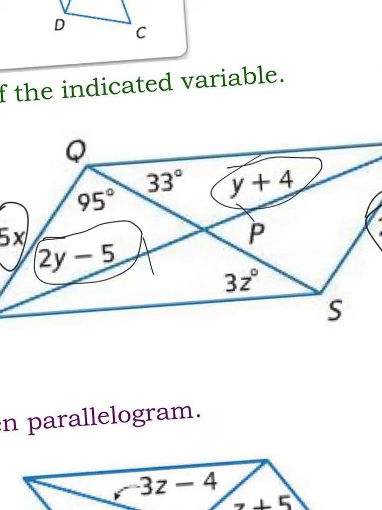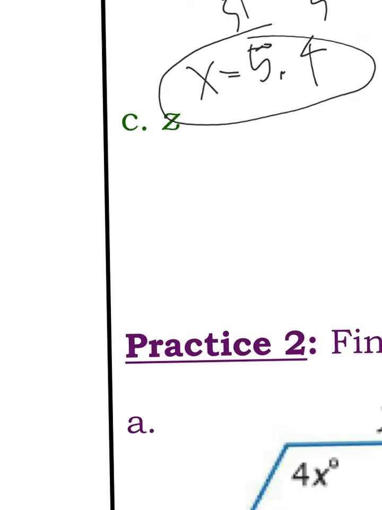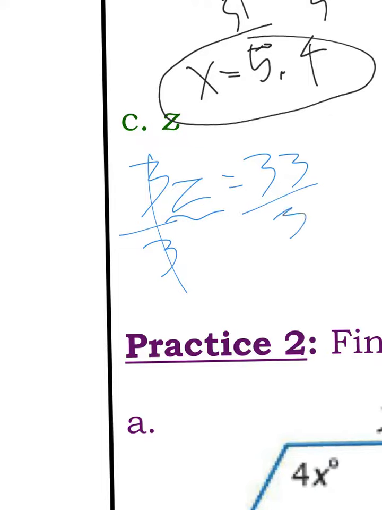Okay, so here's 3z, and then you have 95 and 33. Well, remember, you want to go with the alternate interior angle. So if you're going to alternate, you're going to go across to the diagonal. That'd be like your transversal if I were to relate that back to an earlier chapter. So I'm just going to write 3z equals 33. And then 33 divided by 3 is 11. So that's it for that one.